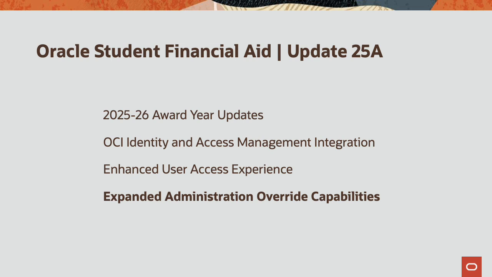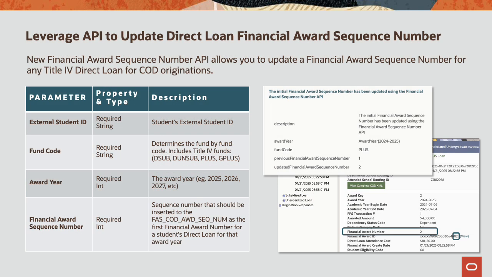With the February Maintenance Pack, we also delivered a feature that expands your administration override capabilities. We've introduced a new Financial Award Sequence Number API that will allow you to update a Financial Award Sequence Number for any Title IV direct loan for COD originations. The API will require that you specify the external student ID, fund code, award year, and the value that you would like to be used for the student's initial financial award sequence number.